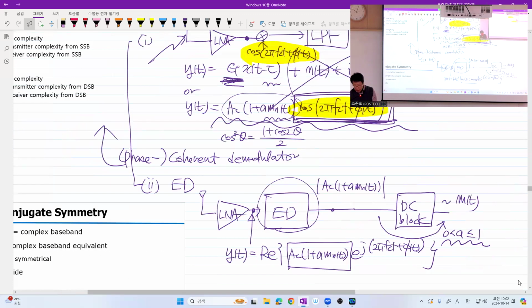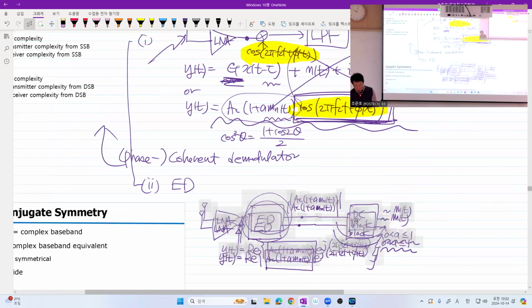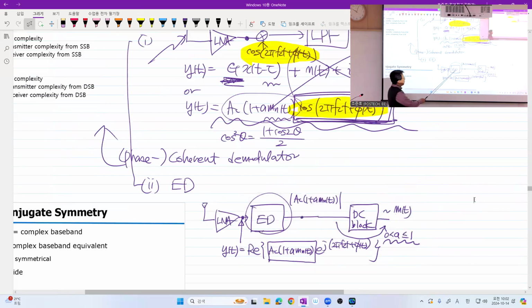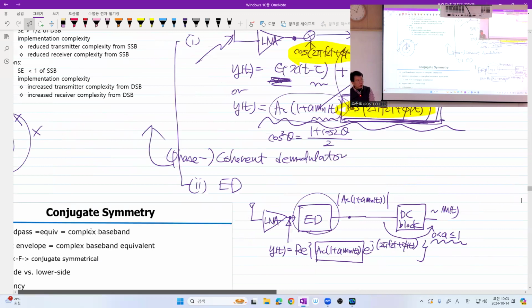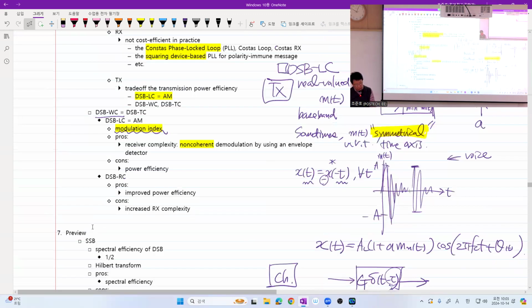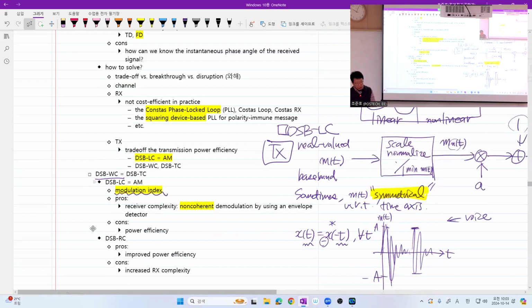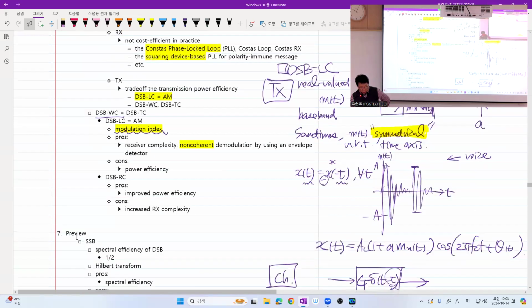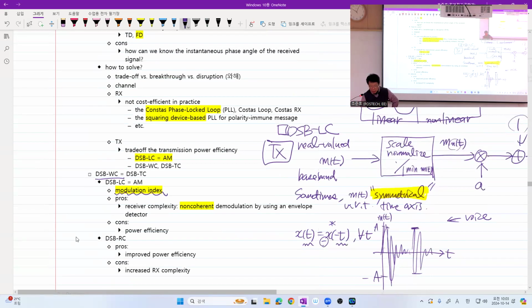So amazingly, in the early radio communication era, the engineers could build an envelope detector so that this extra carrier, you see, this is the extra carrier part, really helps to build a cost-effective receiver. And that was the beginning of radio broadcasting. Okay, so it seems that we have a good trade-off between the power efficiency and the receiver complexity.